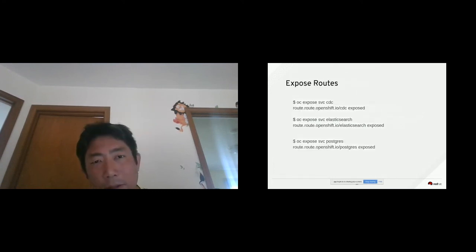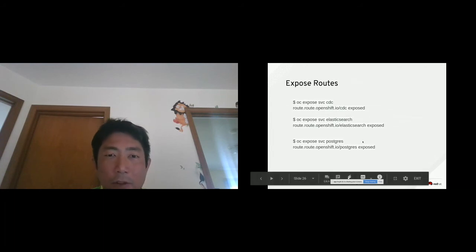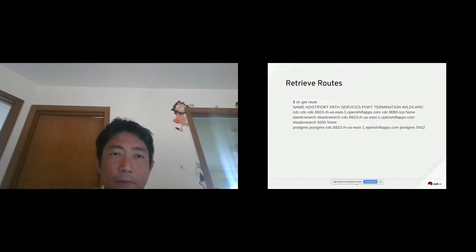So the next step is to expose each one of them. You can call oc expose service CDC, expose service on Elasticsearch, and also expose service on Postgres, so that you can call the route from external. And after that, all you need is to call oc get route, and it would show you the route for the three services.